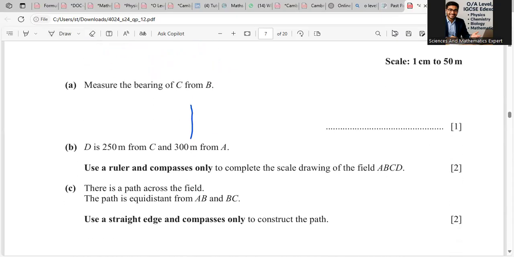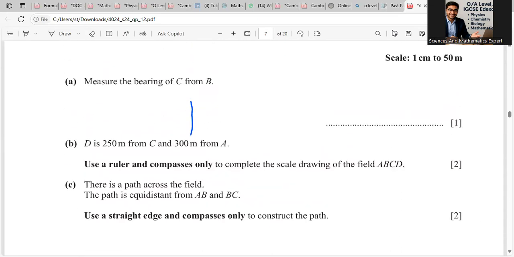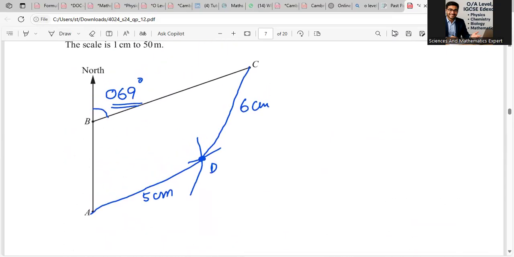After that, he is saying use the meter ruler to complete the scale drawing of ABCD, which is done for us. There is a path across the field. The path is equidistant from AB and BC. It means a path should be taken. So for that purpose, to draw that locus between the lines AB and BC, I will have to bisect the angle, using the compass.